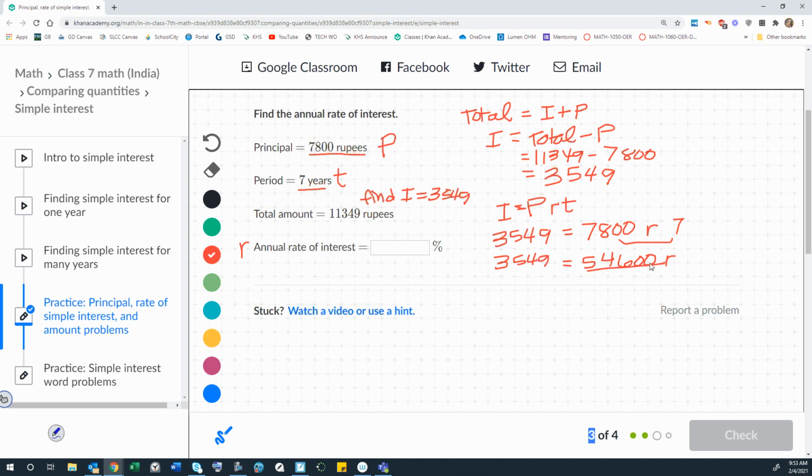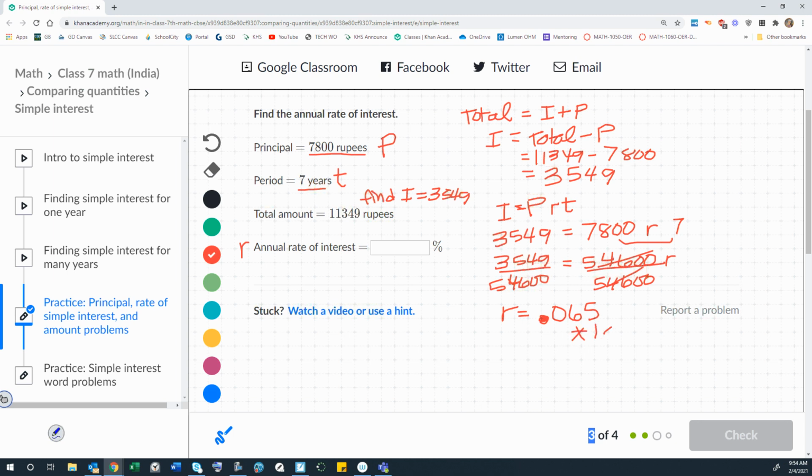So now we're going to divide by the 54,600 on both sides. Now, sometimes students will put these in the wrong order when they're dividing. They put the number that's supposed to be first last and the number that's supposed to be last first, and then they don't get the right answer. So be very careful to divide in this order. 3549 divided by 54,600. I realize the top number is bigger than the bottom, so that's a little weird, but that's just going to give us a decimal, which is what we would expect when we're trying to find a rate. So we got 0.065.